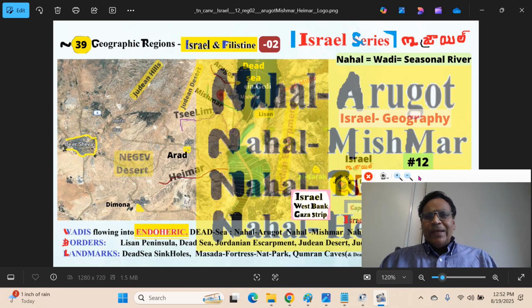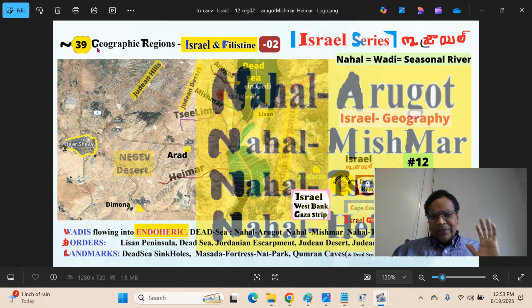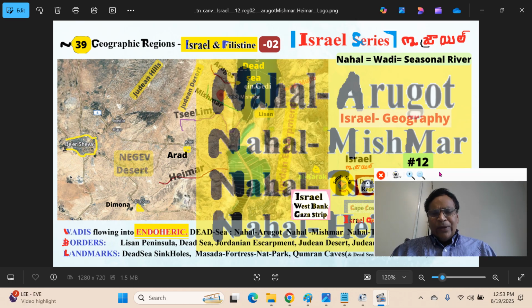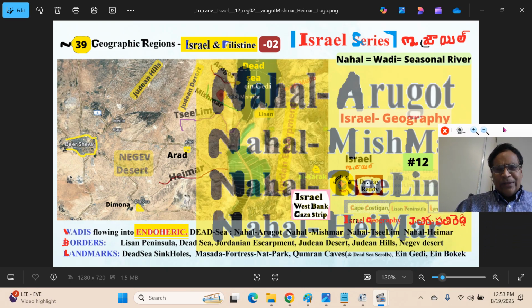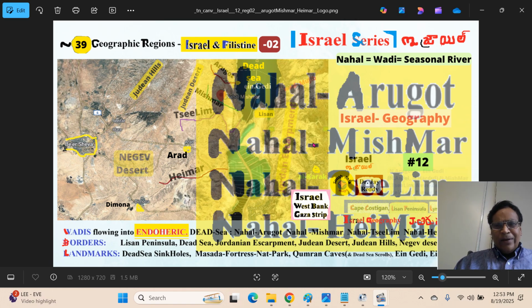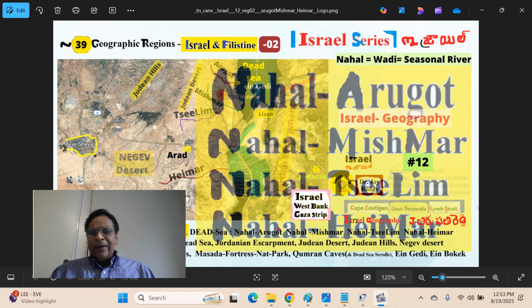Previously we have identified roughly 39 or so physiographic regions of the Greater British Mandatory Palestine region. In this part, we are exploring a particular physiographic region called the Wadi regions, eastern part: Nahal Arugot, Nahal Mishmar, Nahal Tseelim, and Nahal Heimar.